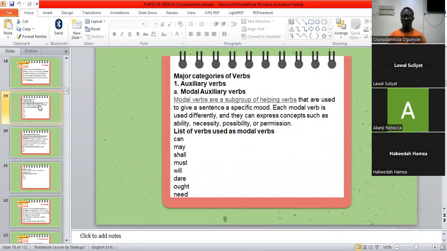So each of these verbs, can, may, shall, must, will, dare, ought, need, all of these verbs, they carry a meaning of their own. And as such, they put your sentence into a specific mood. So anytime you use them in a sentence, they carry a mood with them. Now, however, we call them auxiliary verbs because you cannot use them alone in the sentence. They are called auxiliary because they have to assist another verb.